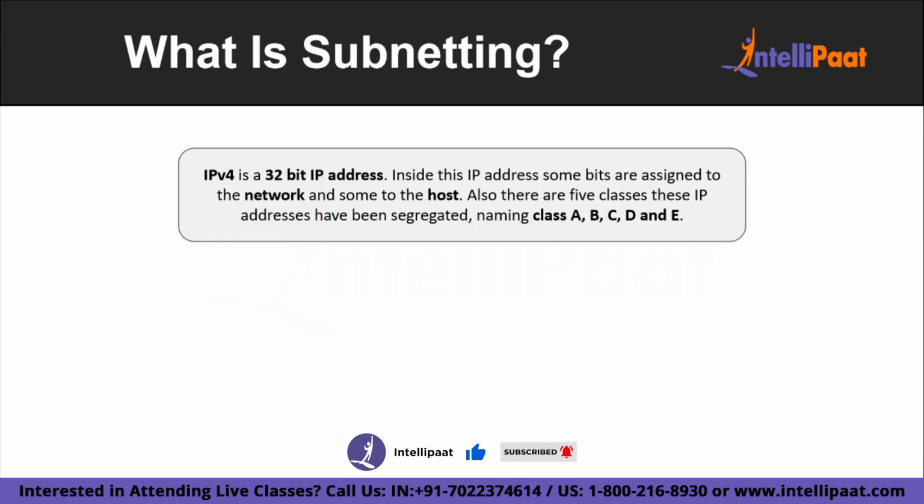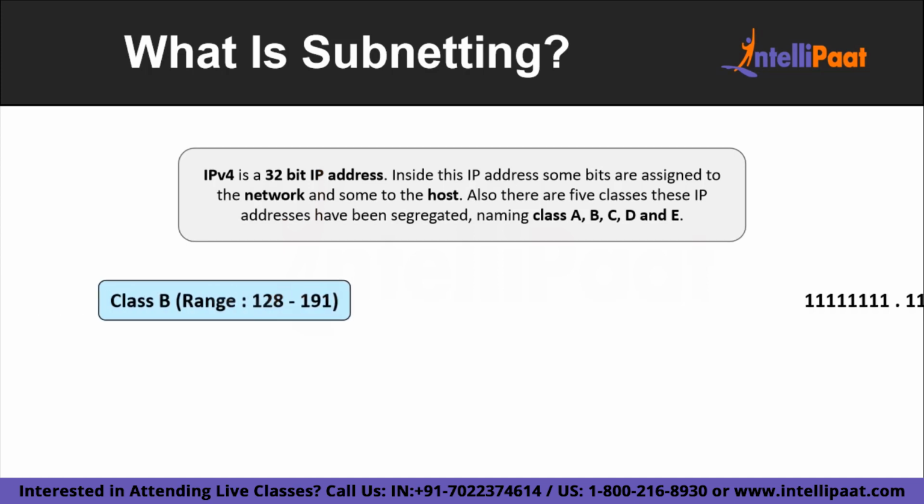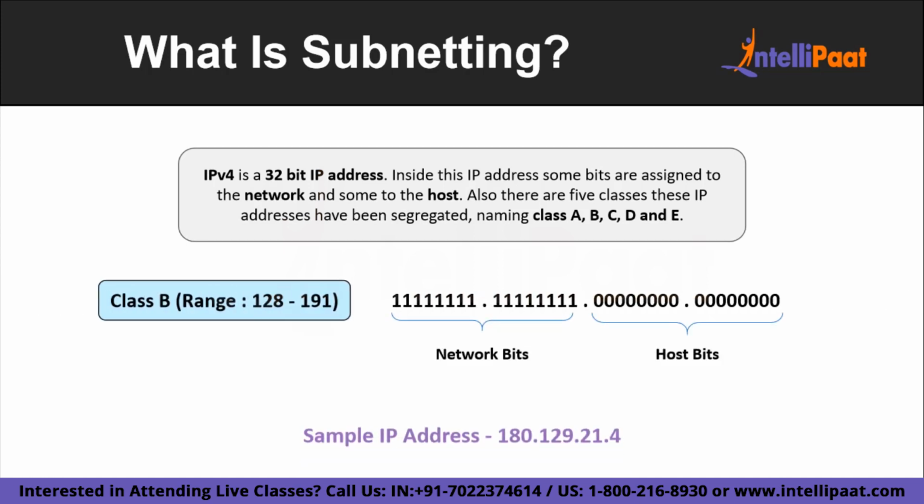In class A, you'll have the first 8 bits as network bits and all others as host bits. The range for this class will be 0 to 127, and a sample class A IP address will look something like this: 72.123.21.4. Then we have class B, where you'll have 16 bits as network bits and 16 as host bits.